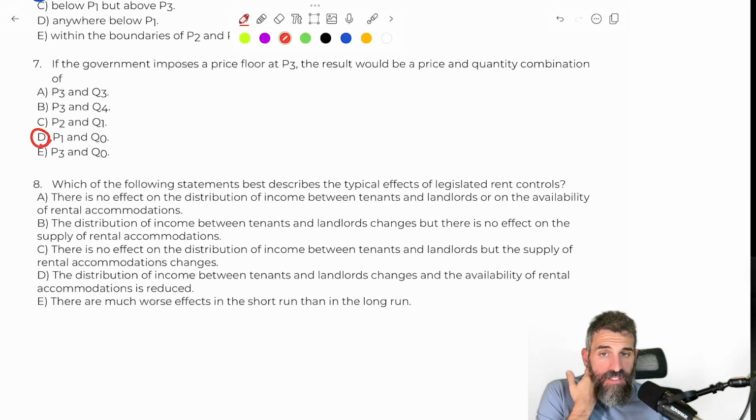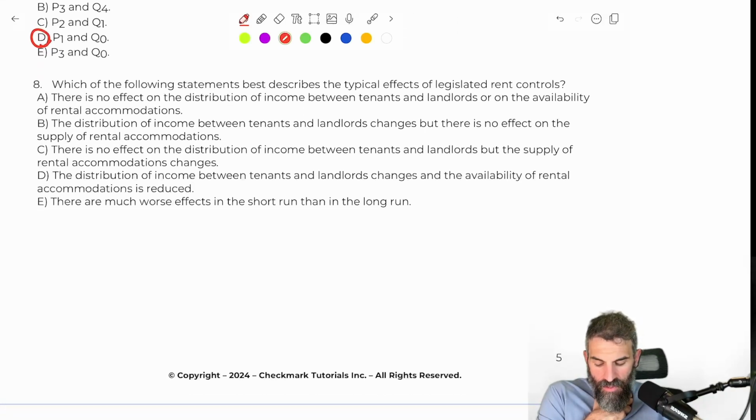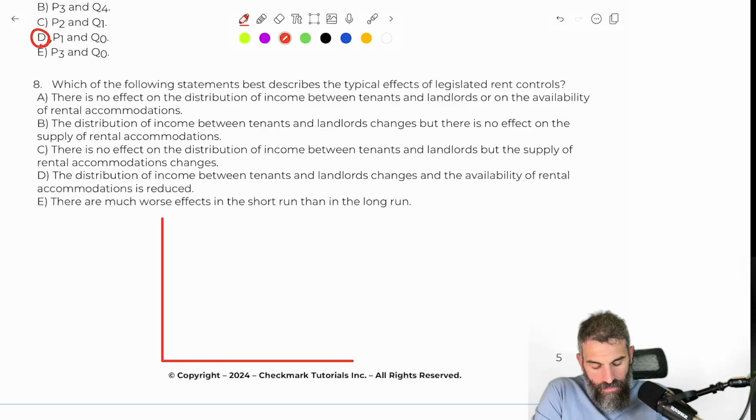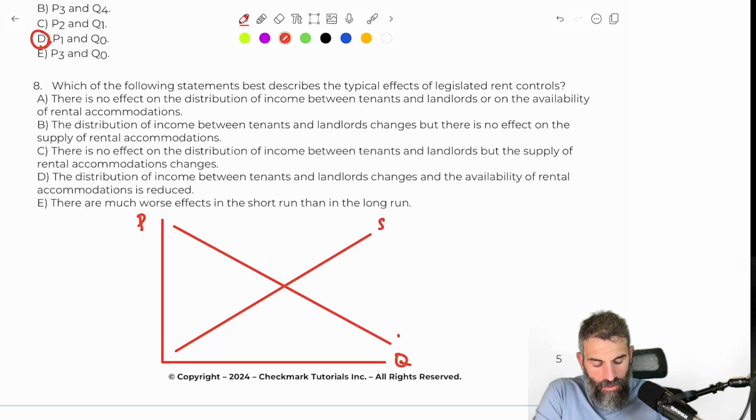Number 8. Which of the following statements best describes the typical effects of rent control? So the effect of rent control, if I were to graph it out, so you've got here price, which is basically the rent, and the quantity, and think of that as the apartments, the houses that are available. And without any rent control, the suppliers, of course, would be like the landlords, and the demand would be the tenants. Without any rent control, you would be at equilibrium.